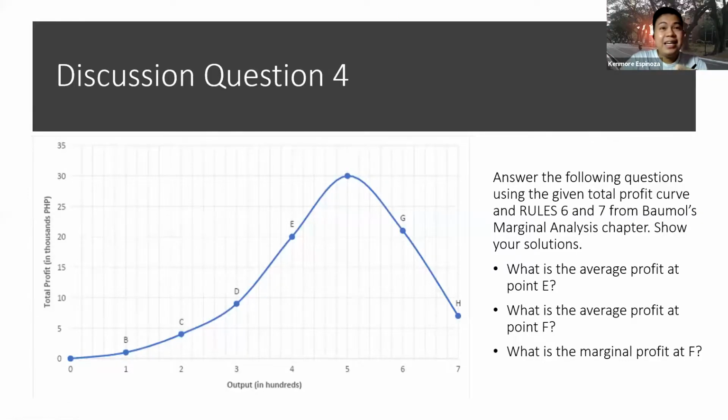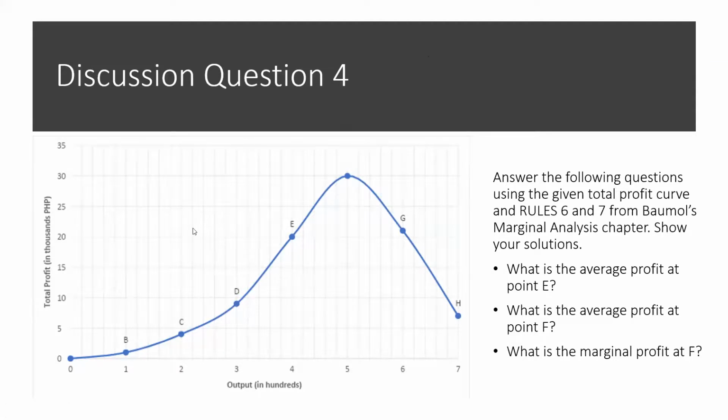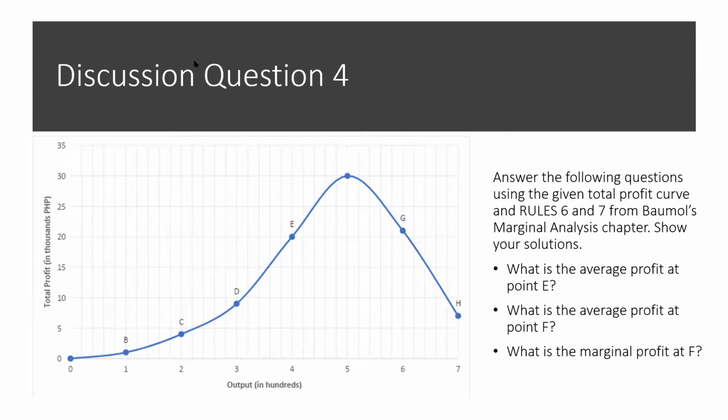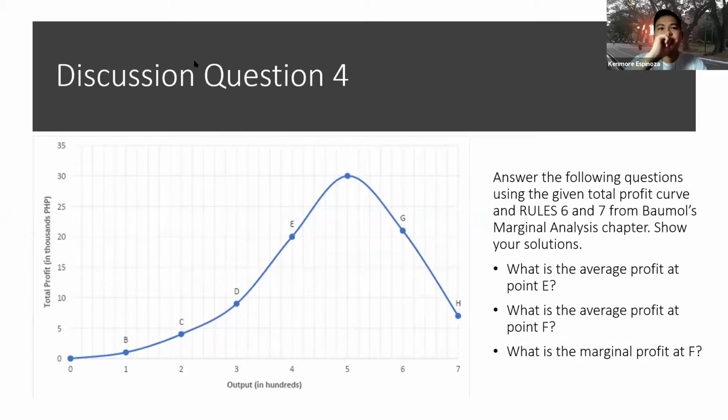Okay, none. Let's proceed. At point E, what is the average profit? Okay, Dayan. At point E, the average profit would be 5, since the total profit is 20, and we divide it by the output, which is 4. So the answer is 5. Okay. So what is the average profit at point F? Janelle Condado? For point F, 6. Okay, so that's 6.